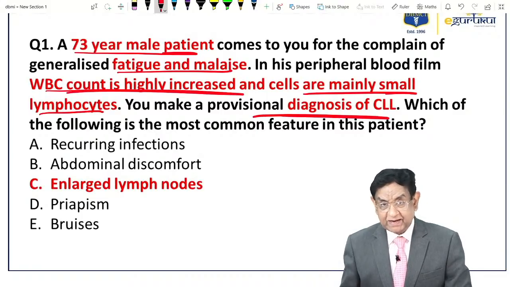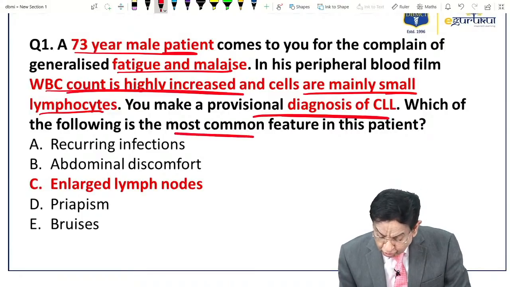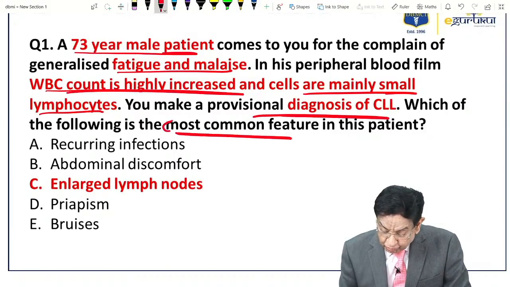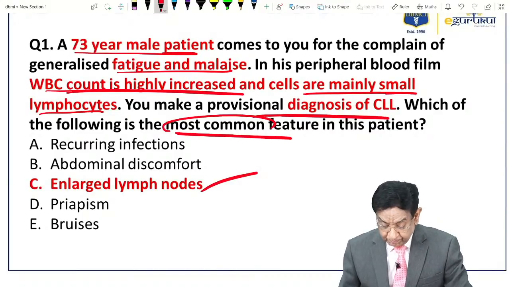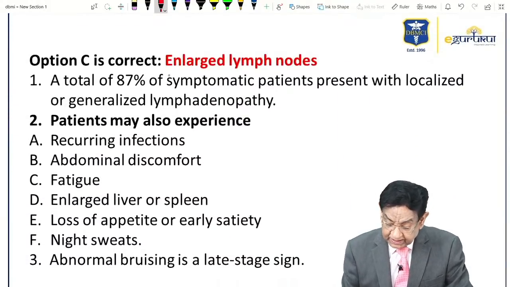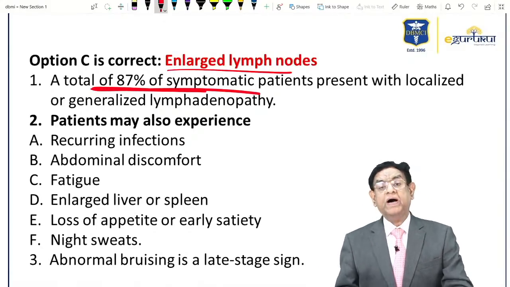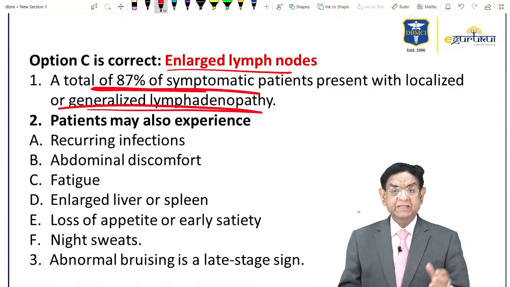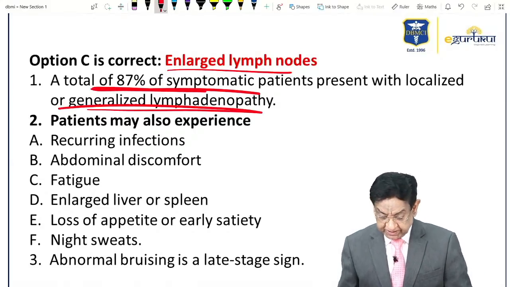But he's very clever also. He says, okay, fine, CLL is there. What's the most common finding? He doesn't say finding, he says most common: enlarged lymph node. Let's talk more about this. The correct answer, enlarged lymph node, is seen in around 87% of patients who have symptoms. They have a generalized lymphadenopathy. That means lymph nodes are not confined to a particular place, but generalized lymphadenopathy is there.